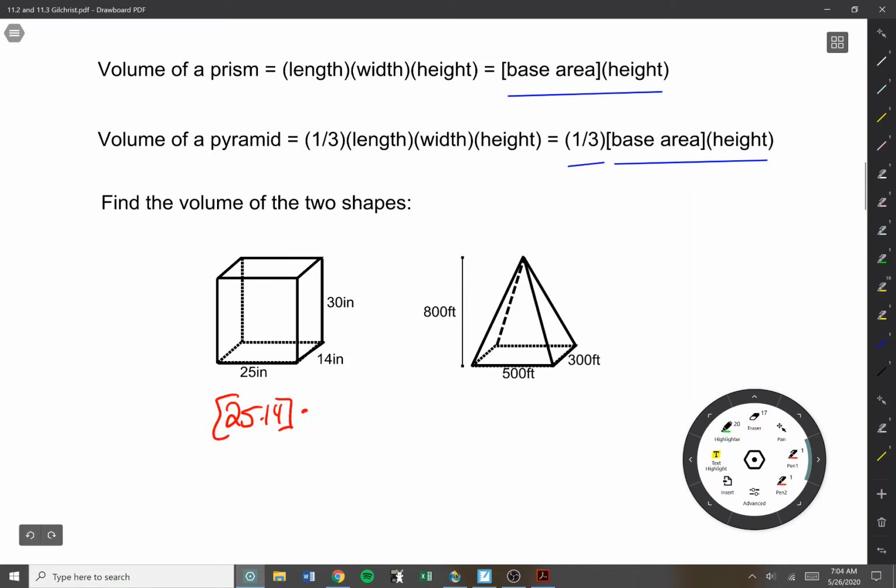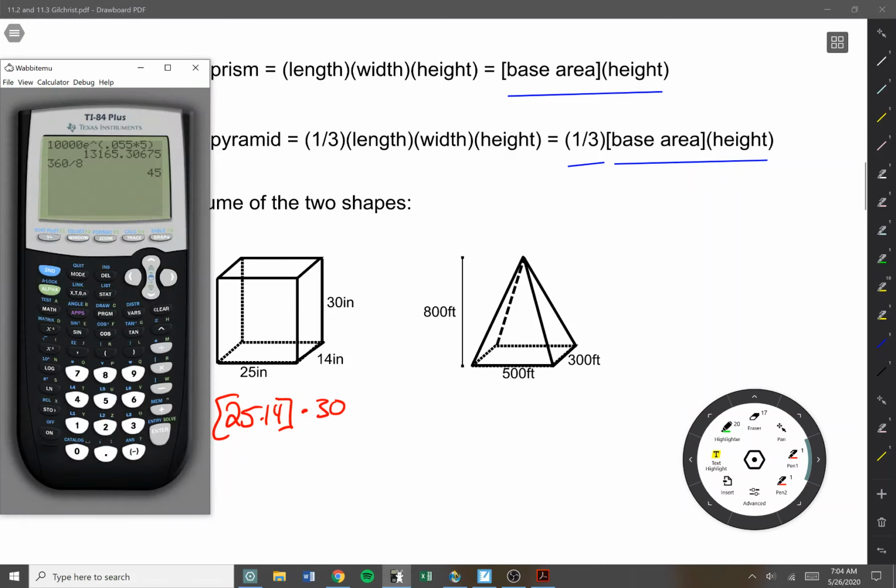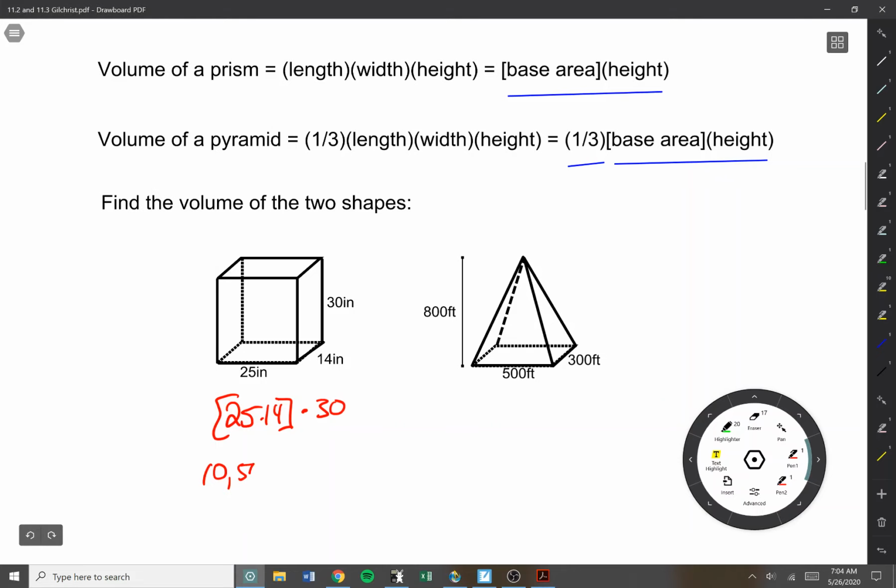and then multiply that by the height, which is 30, and it's just 25 times 14 times 30, which is pretty straightforward. These are all inches, so if I do 25 times 14 times 30, it's 10,500. And because it was inches times inches times inches, that's inches cubed, not inches squared. Volume always has a cubic measurement. So the volume of that rectangular prism was 10,500 cubic inches.